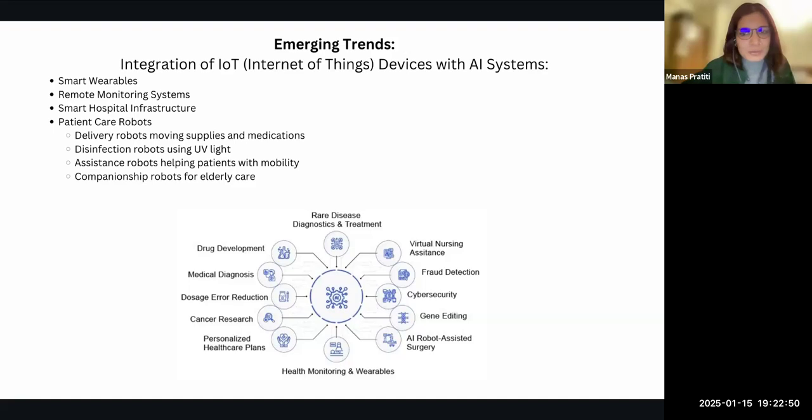Then gene editing, I'm sure you already know about it. AI-assisted robotic surgery, personalized healthcare plans, cancer research. A lot is happening in cancer research, and AI is also being used in neurodegenerative research. By dosage error reduction, I mean what I talked about a few minutes ago, where AI can help in predicting drug interactions by creating simulations, and can help predict what dosage a patient will need by going through their patient record and clinical data. Then medical diagnosis and drug development, I have already talked about. Rare diseases and diagnostic treatment.